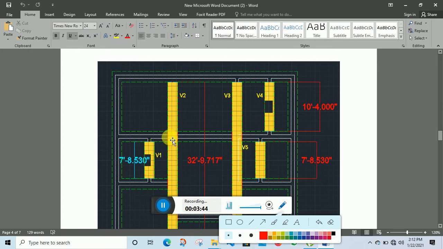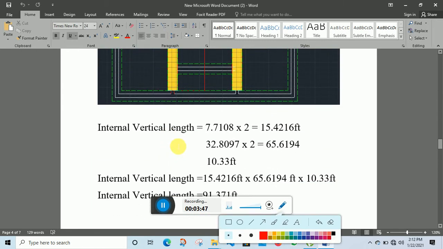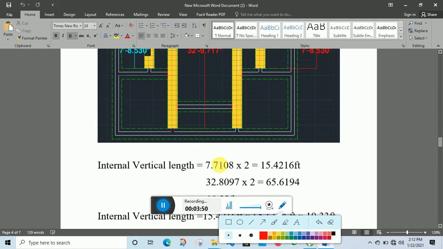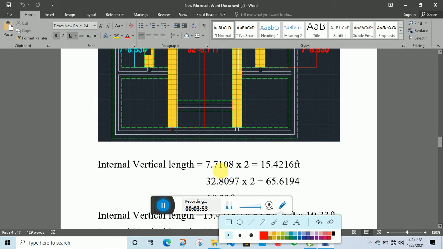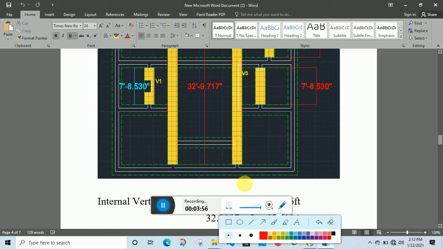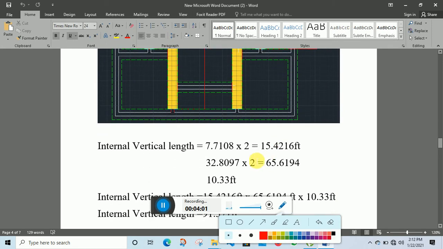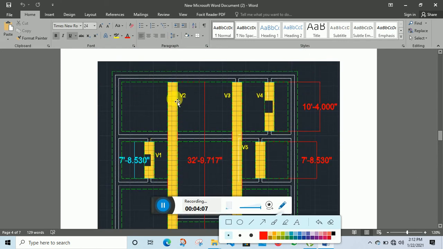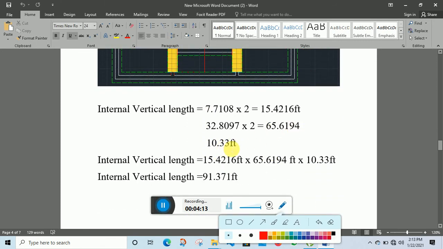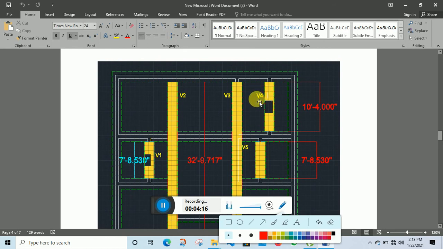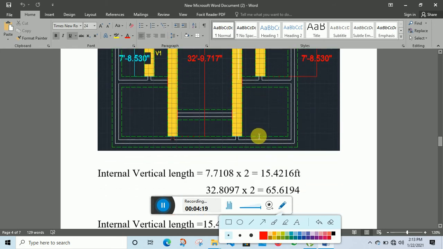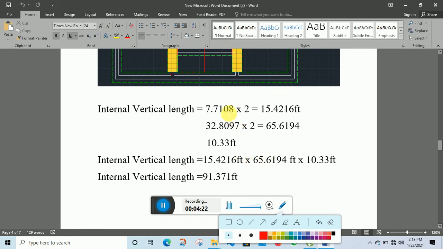I have to add all these lengths. So this is 7.7108 multiplied by 2, because v1 and v5 have the same dimension, therefore I multiply this by 2. Then 32.8097 multiplied by 2, because v2 and v3 have the same dimension, therefore I multiply this by 2. And v4 is 10.33 feet. When I add all these, I get the internal vertical length.